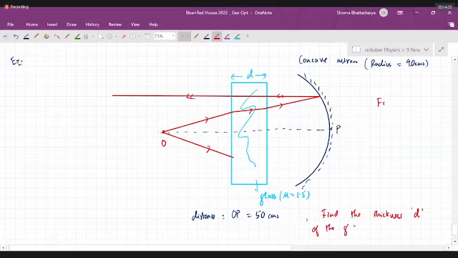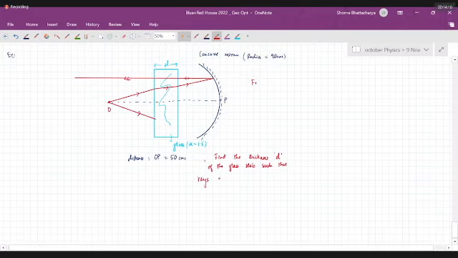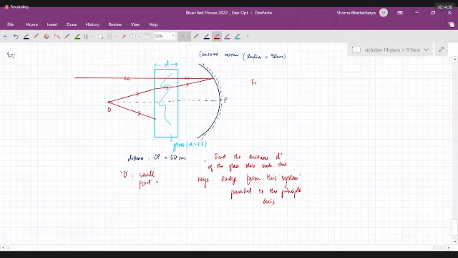of the glass slab such that rays emerge from the system parallel to the principal axis. Let's say O is a small point source type of thing of light. Okay. Like a small LED bulb or something.